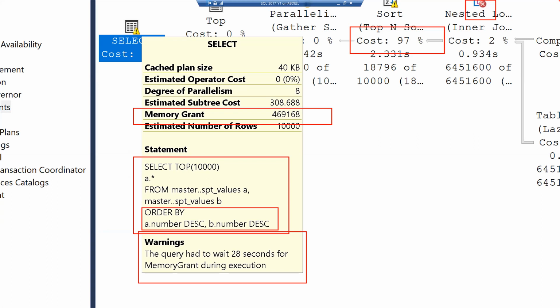Yes, Amit. So it shows that this statement is causing the problem. The execution plan is clearly saying that this statement is causing the problem. Any more questions before we begin?